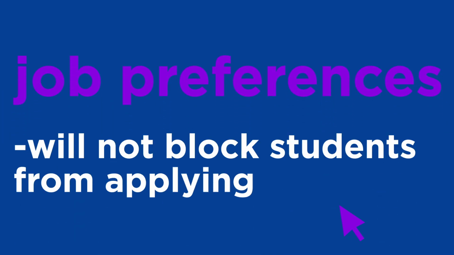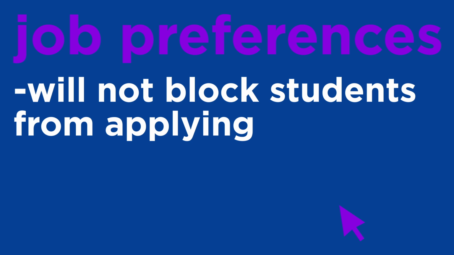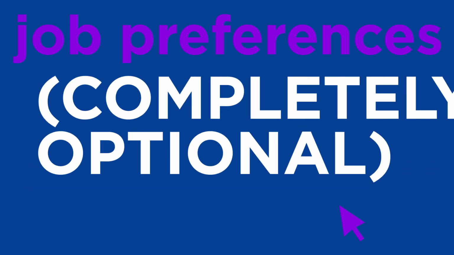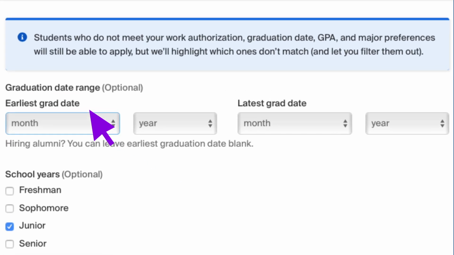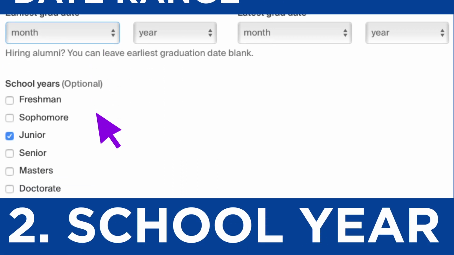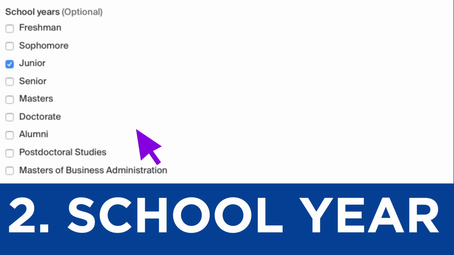Job Preferences. Note, none of the preferences you add to this page will block students from applying to a job, but student applications who meet all of your preferences will be separated in the application queue from those who don't. You can learn more in our article on job preferences. Also note, all of these preferences are completely optional. Add a graduation date range for your job by specifying the earliest and latest graduation date for qualified applicants. Prefer to qualify students by school year, like freshman, sophomore, or junior? You can check one of the school year boxes instead.